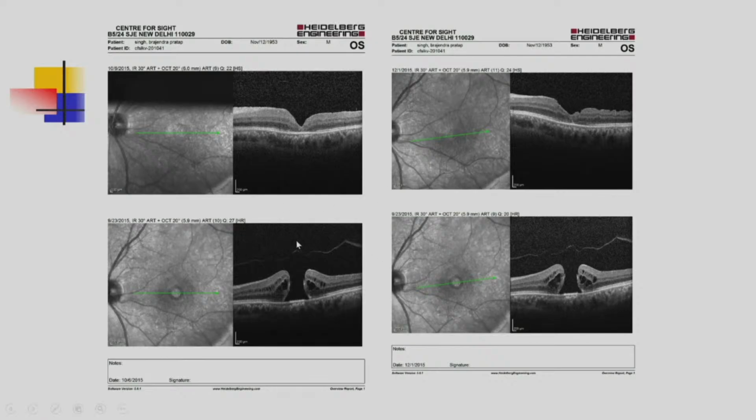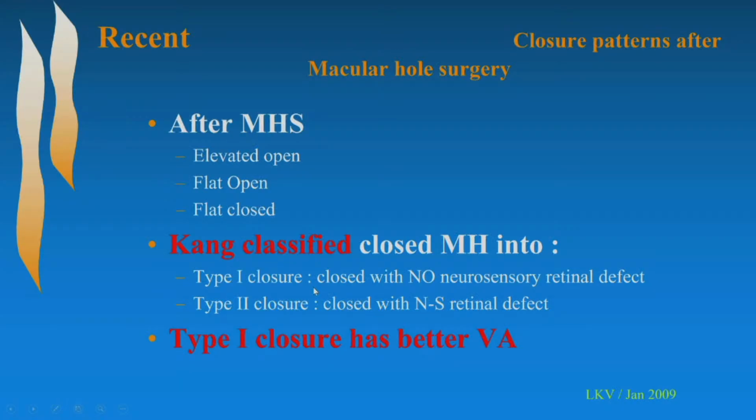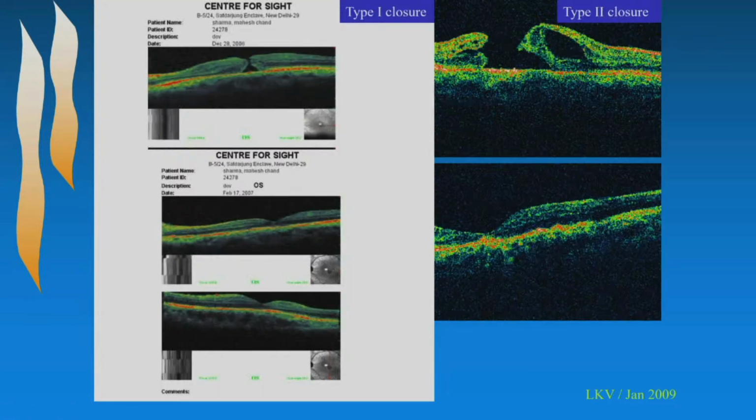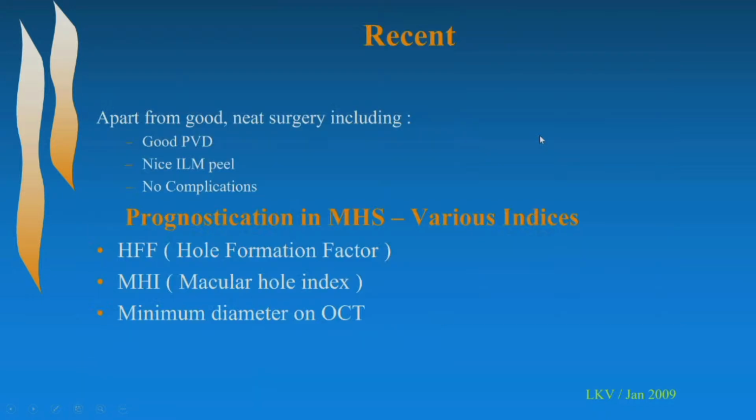There are a couple of more patients showing type 1 closure after macular hole surgery. And there has been talk about type 1 closure and type 2 closure. Type 1 closure I showed you where there is no neurosensory retinal defect. Type 2 closure is a closed hole, but there is a neurosensory retinal defect still present here. So this is photographically shown. Left eye is type 1 closure, pre and post-op, and this is post, with type 2 closure.